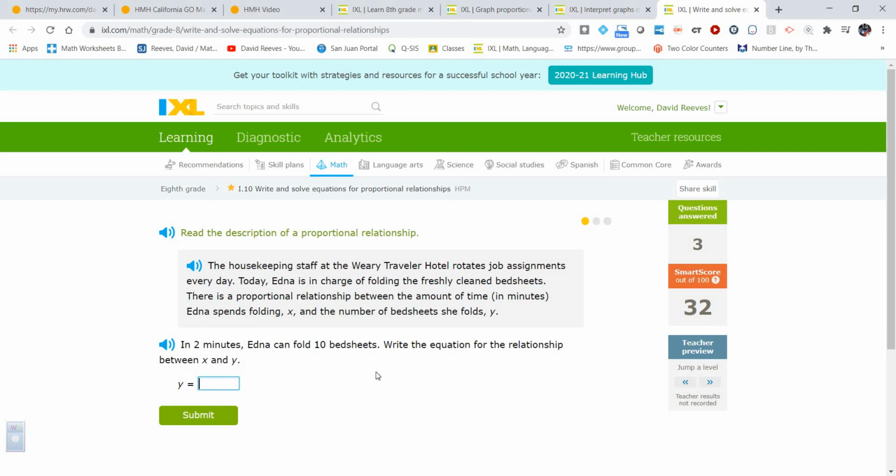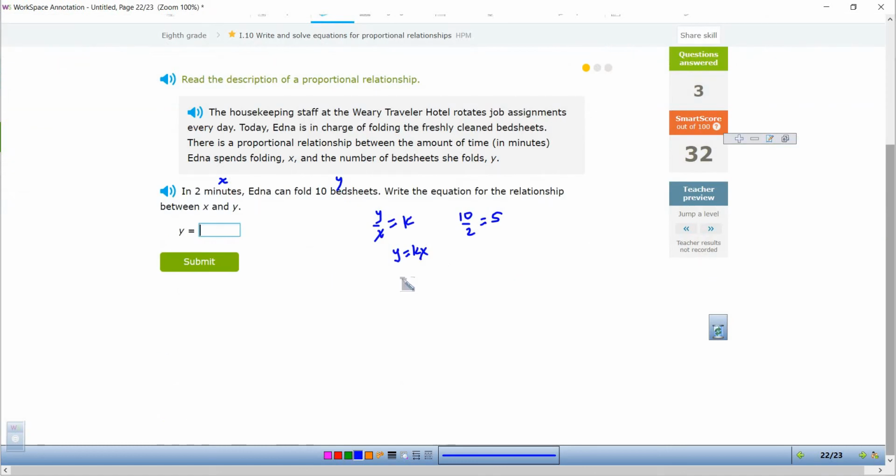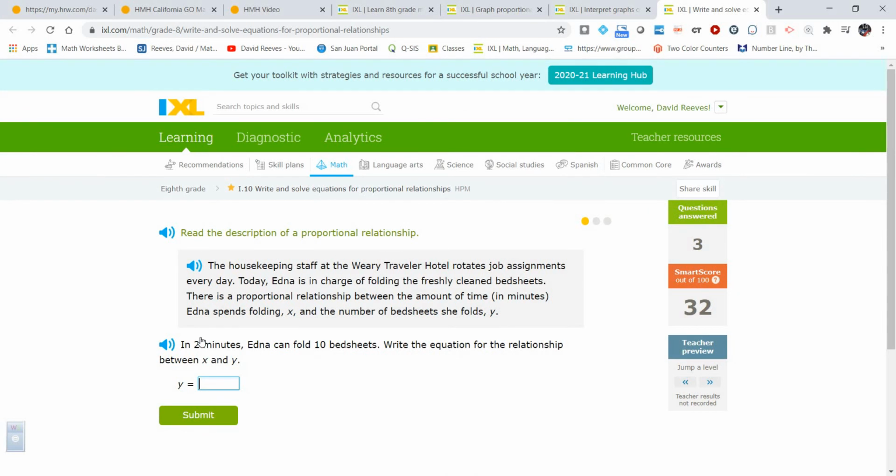All right? In 2 minutes, Edna can fold 10 bed sheets. Write the equation between x and y. All right, so again, you got to know what your x is. You got to know what your y is. So the time is x, and the number of bed sheets is y. Remember, y divided by x is equal to k. 10 divided by 2 is equal to 5, and y is equal to kx, right? So y is going to be equal to 5x. Does that make sense? Y equals 5x.